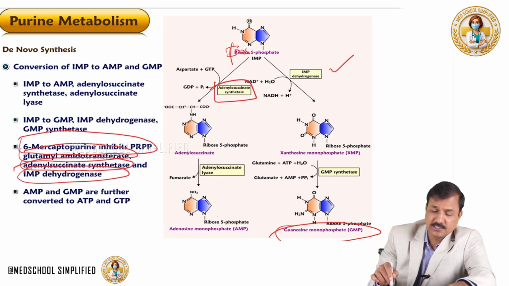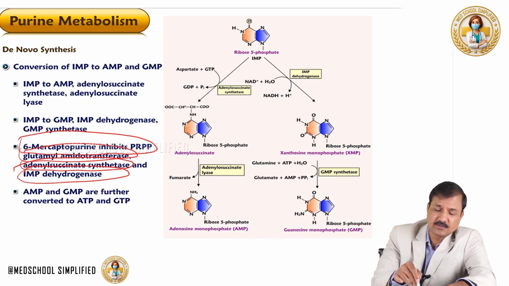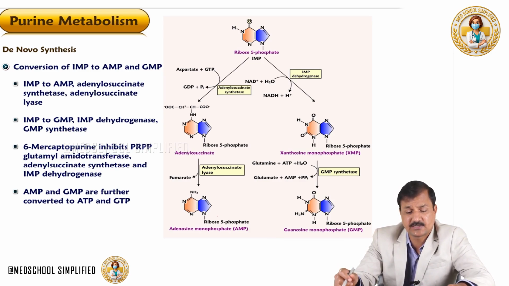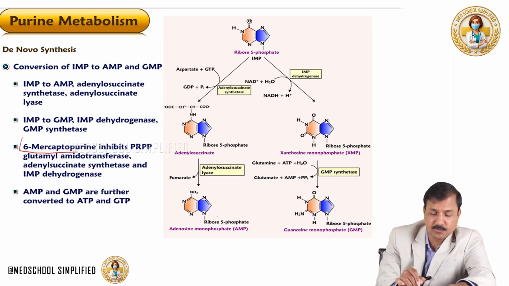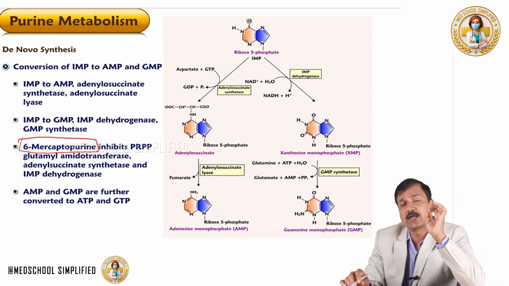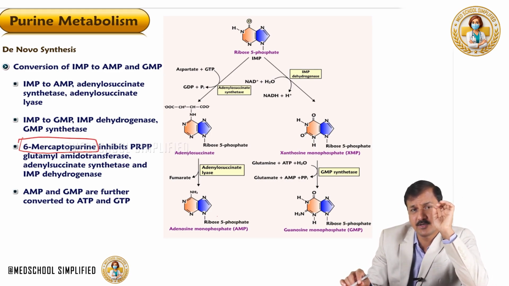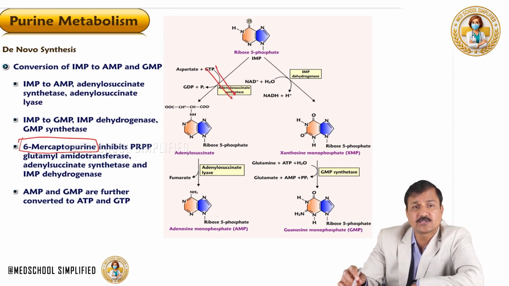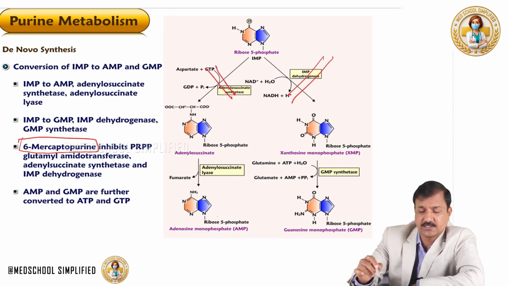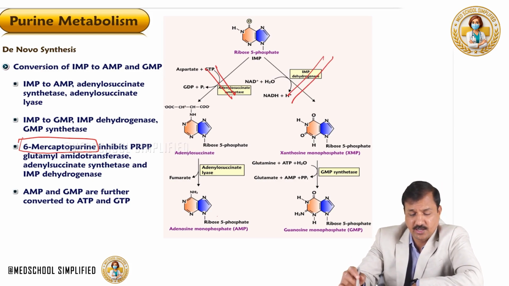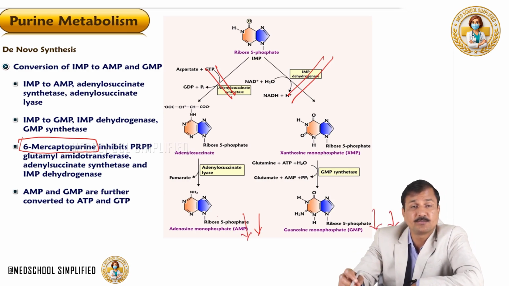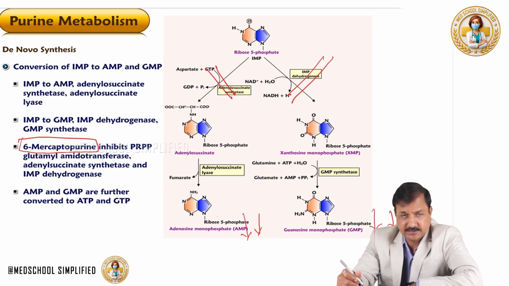So overall, 6-mercaptopurine inhibits purine nucleotide biosynthesis at 3 enzyme levels. That's the importance of 6-mercaptopurine here. It first acts on the rate determining step in purine nucleotide biosynthesis, that is PRPP glutamyl amidotransferase, and then it blocks the enzyme adenylosuccinate synthetase, and also the enzyme IMP dehydrogenase. Overall, it decreases formation of AMP and GMP. Both the purine nucleotides can be decreased.